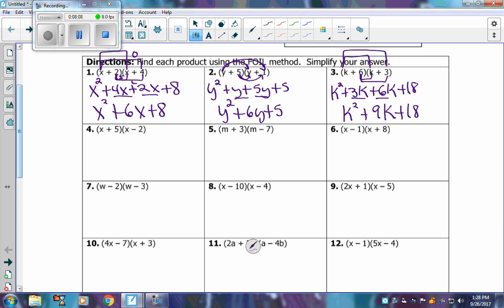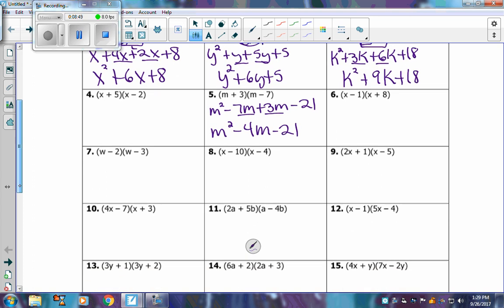Okay, what's your first times first? M times M. Okay, which ones are the outer ones? M and negative 7, so that's going to be negative 7M. What are the inner terms? 3 and M, which is 3M, and last times last, which is good. Most of the time, it's your outer and inner terms that combine. So that's M squared minus 4M minus 21. Are we good?